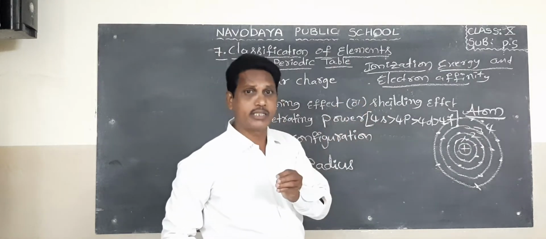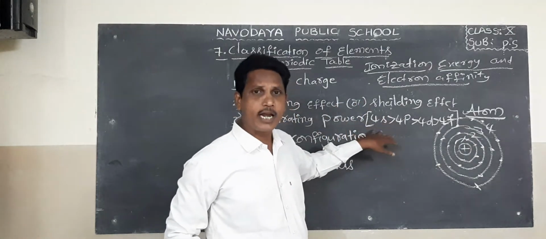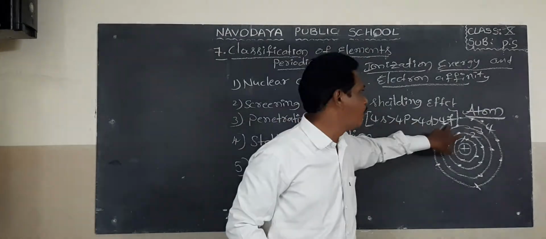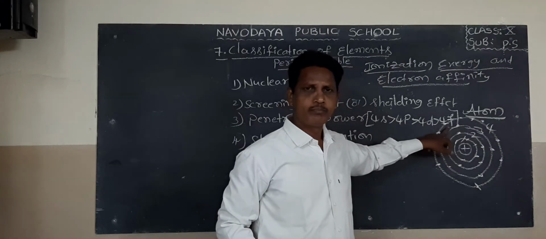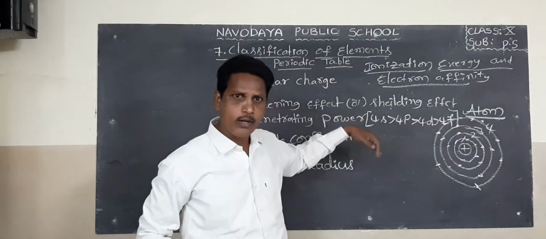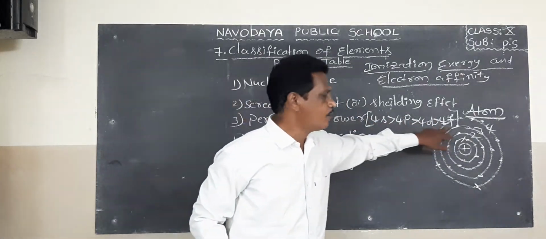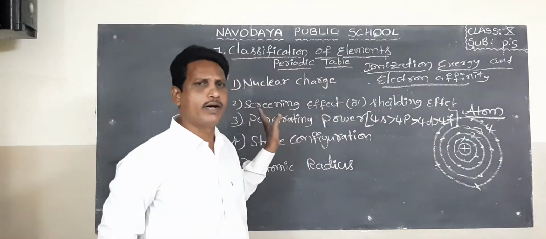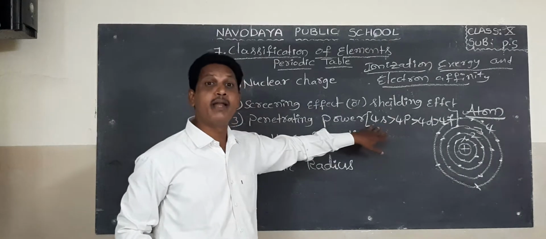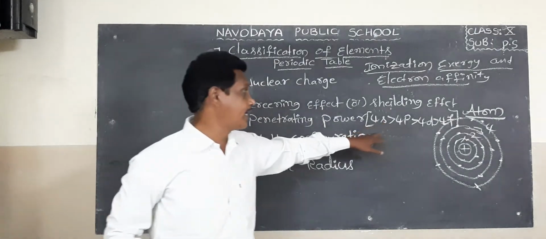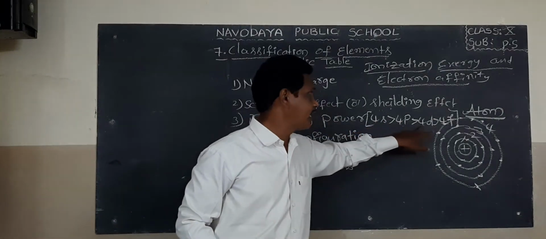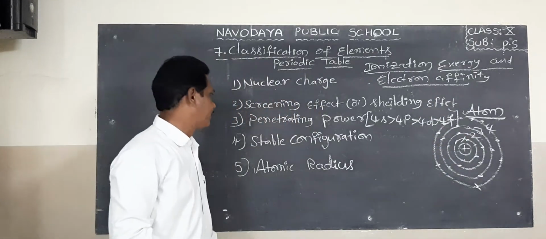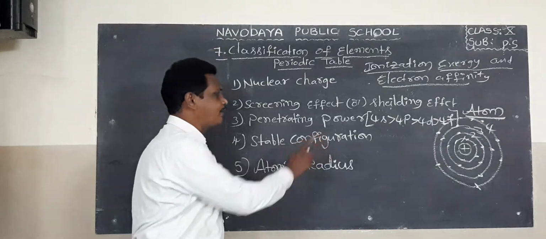The 4s orbital comes closer to the nucleus. The 4s orbital has more penetrating power than the 4f orbital. For example, 4s is greater than 4p, greater than 4d, greater than 4f, in penetrating power. Next one, stable configuration.